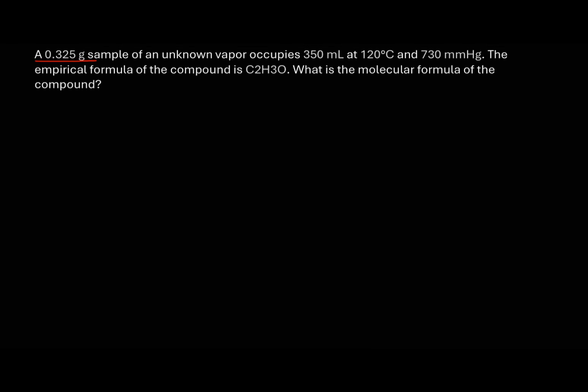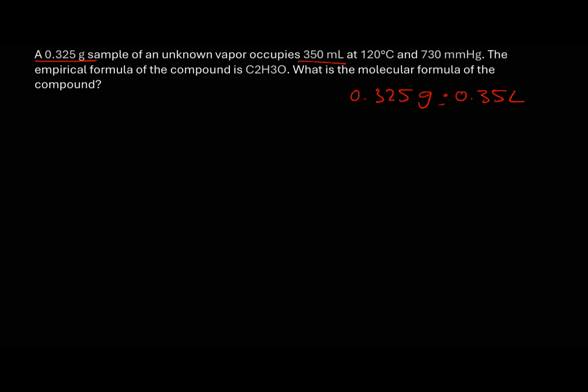So we have 0.325 grams, and we have 350 milliliters, also known as 0.35 liters. If you want to know how to do that, you just convert using a conversion factor, which would be multiplying this times 10 to the minus 3, or just simply moving the decimal 3 times, leaving you with 0.35 liters. And we have 120 degrees Celsius.